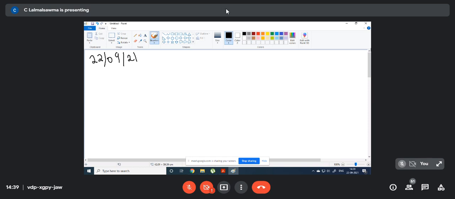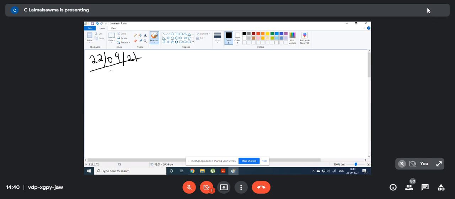Okay, let's start the class. In the last class, we studied a relation and three types of relation, which are reflexive, symmetry, and transitive. So let me write again for revision.